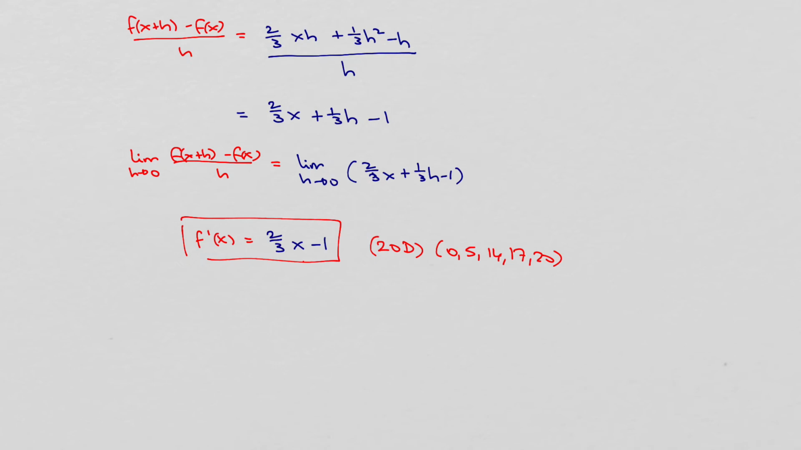So there was 20 marks going for that. So a lot of marks to lose if you just went straight to the general rule and just did bring down the power, take one away from the power. So it was a 20D mark question, so it was broken down into 5, 14, 17 and 20.